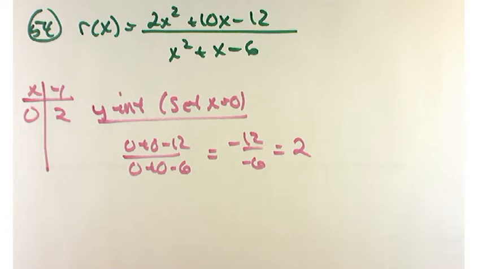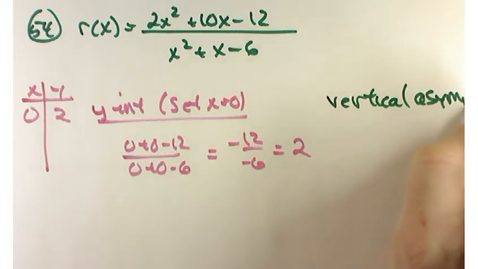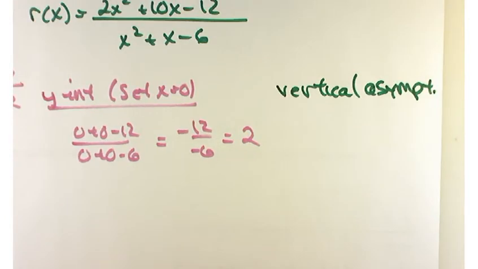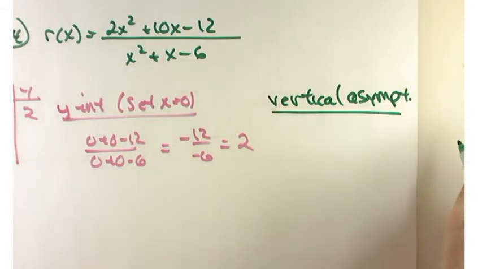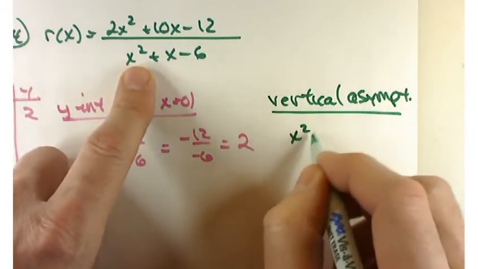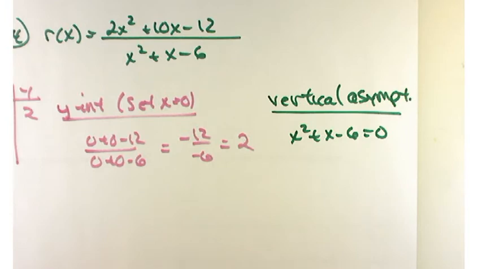Now, one of the important things that I'm going to ask you to find about your graph is going to be the vertical asymptotes. What do I have to set equal to 0 to find those? The denominator, x squared plus x minus 6 equals 0. Do I have to pull out the quadratic formula with that one? I hope not. I really think it would slow you down if you did that.